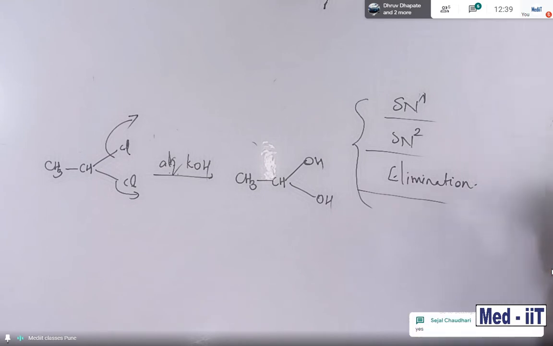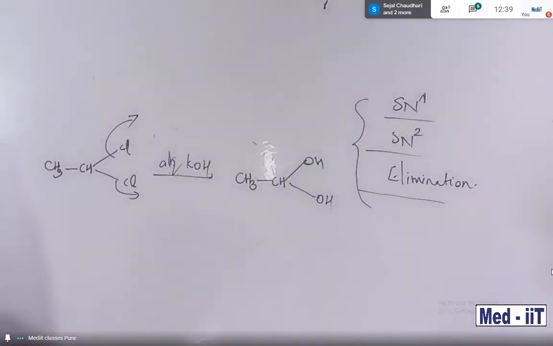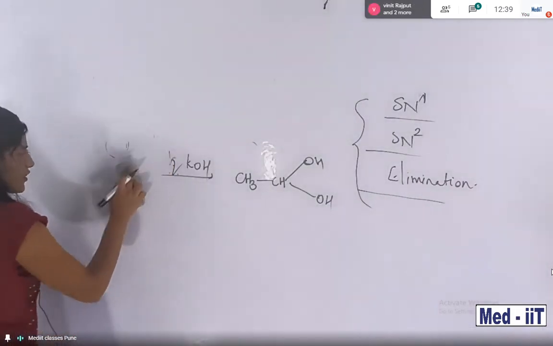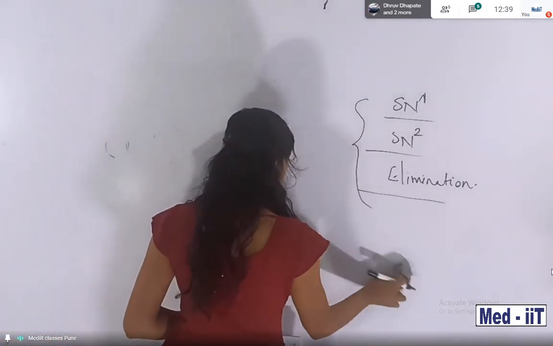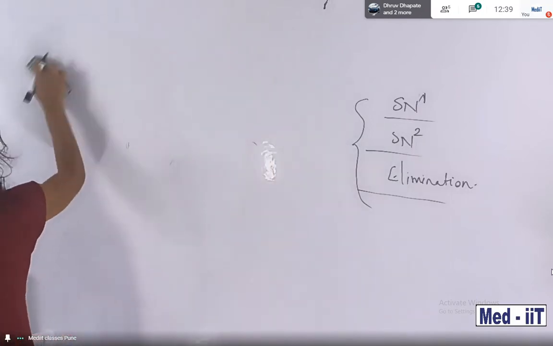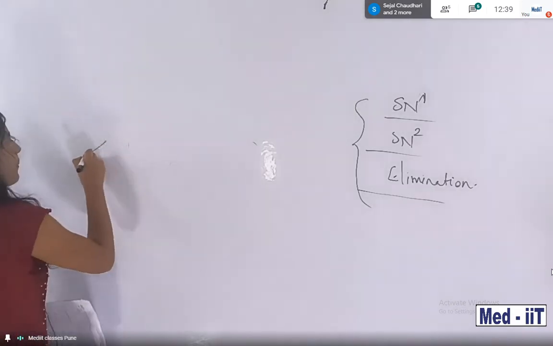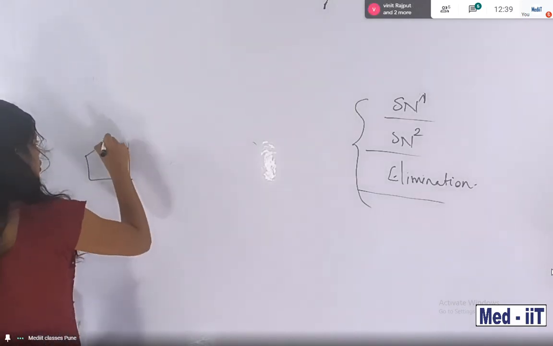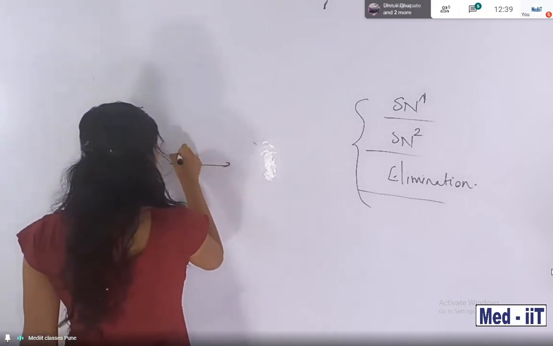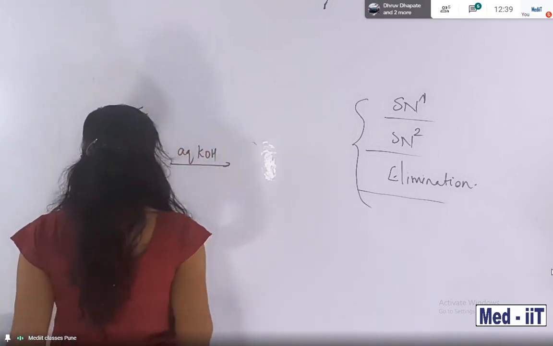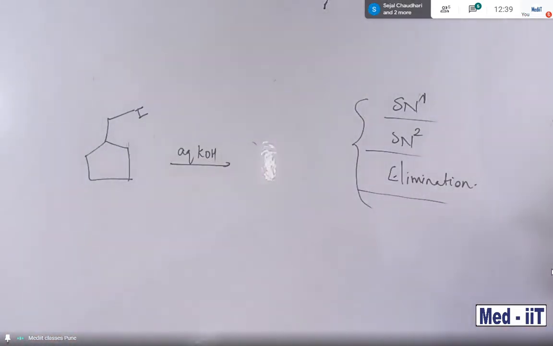Okay, we are going to the next question. Simple only. You can expect this question, students. The reagent is aqueous KOH. Next one is a cyclic form, a five-membered ring, attached with an iodine, CH2I. In the presence of aqueous KOH, predict what the result will be.